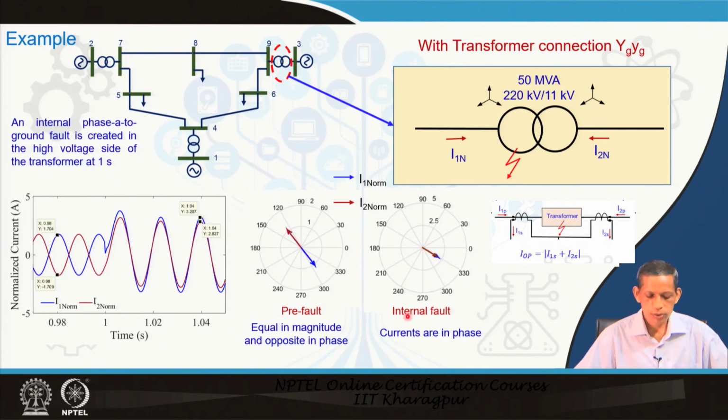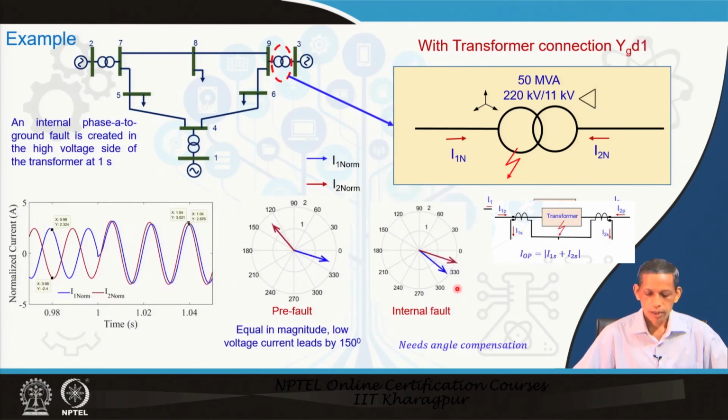So, in this case we do not require any phase compensation, as we mentioned earlier for the star grounded situations with 0 degree phase difference between primary and secondary. Now, come to the Y grounded D1 connection of the transformer, with the same situation, an internal phase A to ground fault in this system. Here, because of the YDY connections, the angle becomes 150 degrees, and for the internal fault case the angle becomes 30 degrees, which we have already discussed earlier.